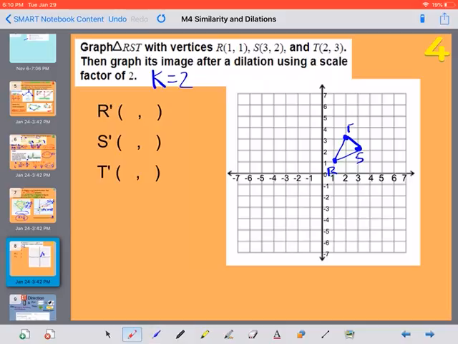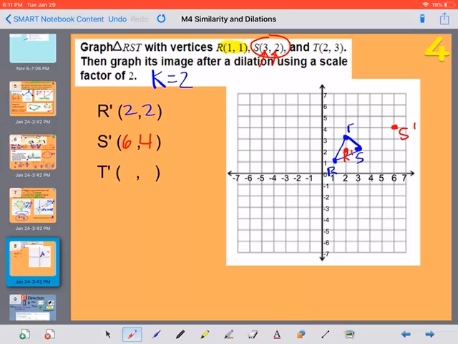Now we need to apply the scale factor of 2. So we're multiplying them all by 2. So I'm going to start with R. 1 times 2 is 2, and 1 times 2 is 2. So we have the point 2, 2. I'm going to use red now for this one. 2, 2. That's R prime. Then point S, looking at the 3 first, 3 times 2 is 6. 2 times 2 is 4, so this point 6, 4. 6 to the right, up 4. That's S prime, our new S point.